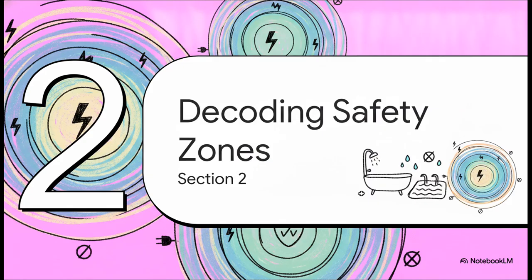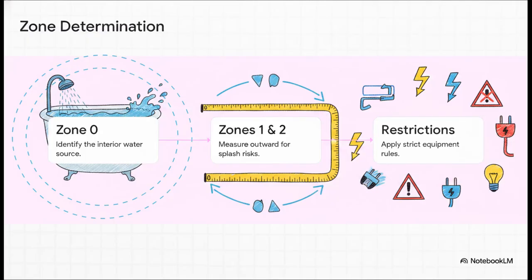Moving right along to Section 2, decoding the safety zones. To combat this massive risk, the electrical code doesn't just treat a bathroom or a pool as one giant danger box. Instead, it uses a brilliant system of classified, concentric safety zones. Let's see how they work. Think of these zones as invisible safety nets that get stricter and stricter the closer you get to the water.